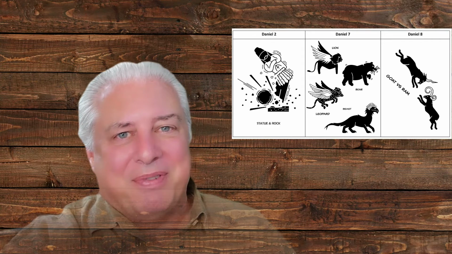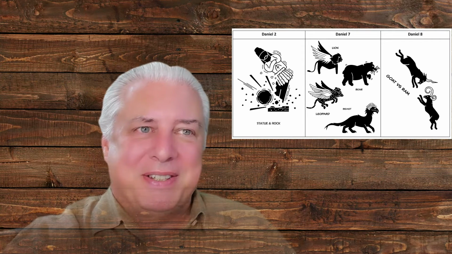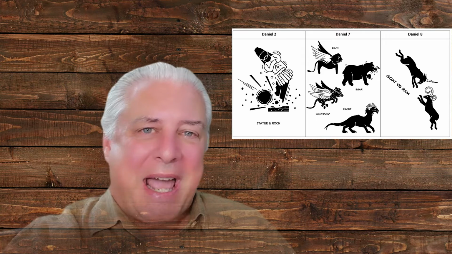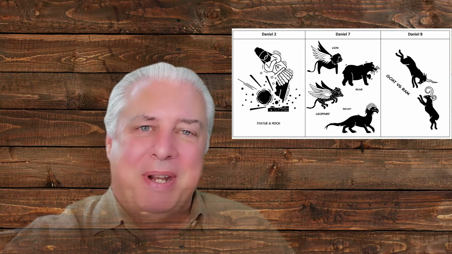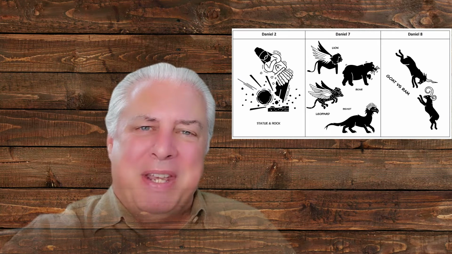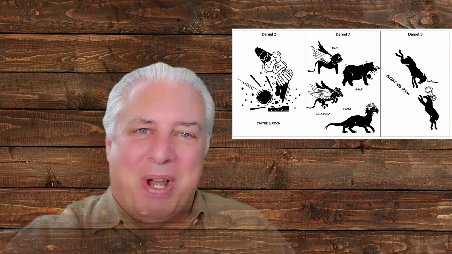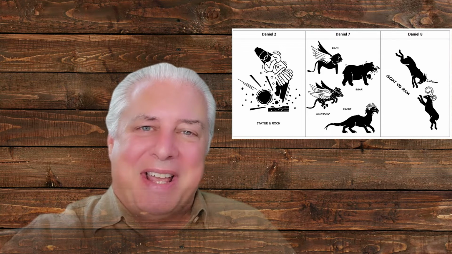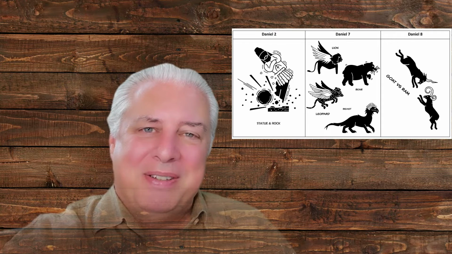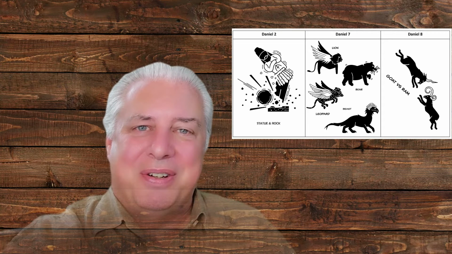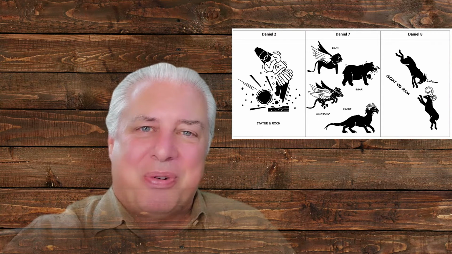Then in chapter 7, we see 4 beasts: a lion, a bear, a leopard, and the last beast is especially intimidating. It's a beast with 10 horns. And then in chapter 8, we see 2 beasts. We see a ram with 2 horns and a goat with 1 horn. So now let's dig in a little bit. What is God seeking to say to Daniel in these 3 extraordinary visions?